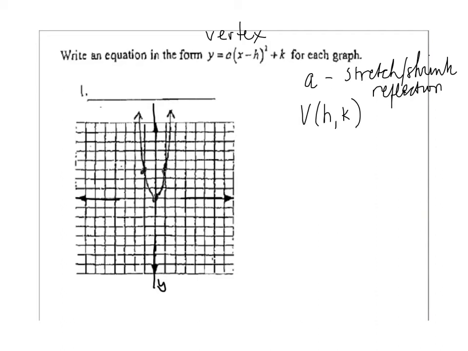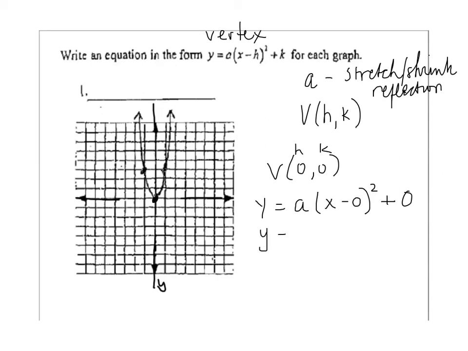I have 3 points that are listed on here. You can see them here, here, and here. I don't know if you can see that or not. The vertex on this particular function is going to be 0, 0. That makes it easy. All right, so I know what H and K are. H and K are both 0, and then I need A, right? So I have y equals A, x minus 0 squared plus 0. So do you have to write the zeros? No. I'm going to have y equals ax squared.